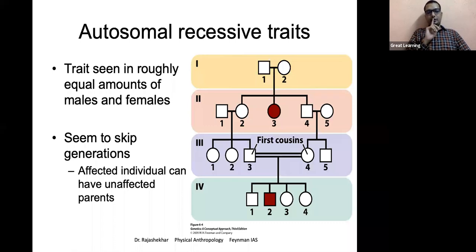Like genders, do you see all genders being affected here? Are both males and females affected? What does it indicate? Both are getting affected. Meaning what? What does it tell you? Autosomal disease. So both genders are equally affected. Autosomal disease, because both males and females are equally affected.